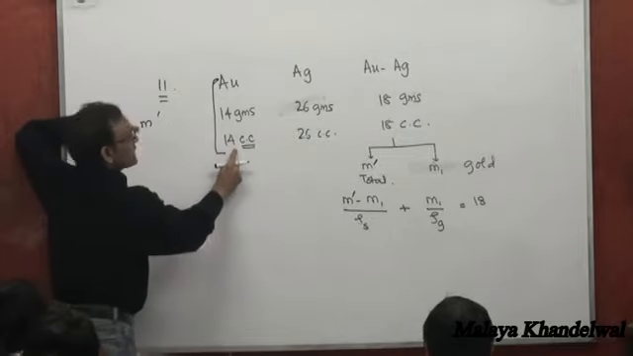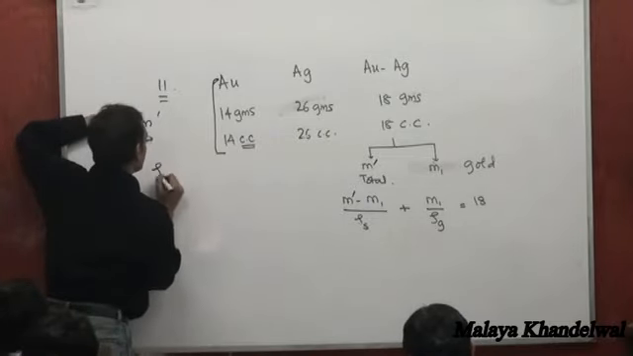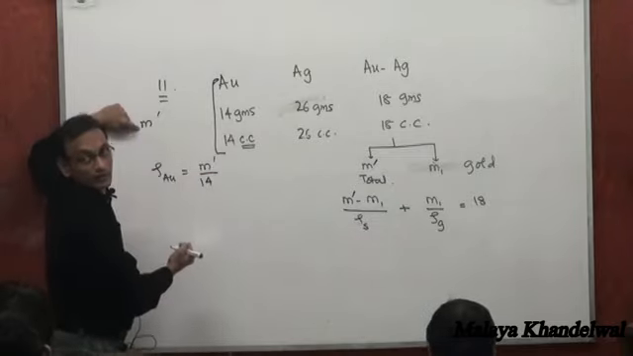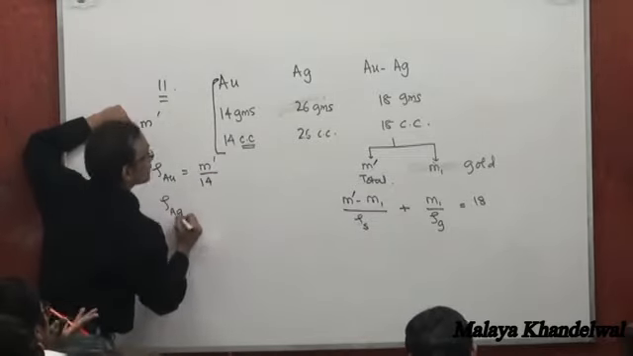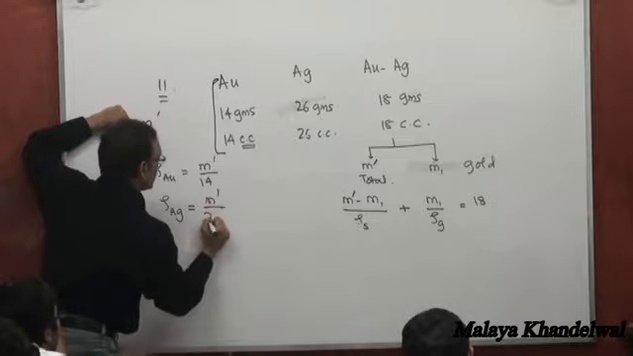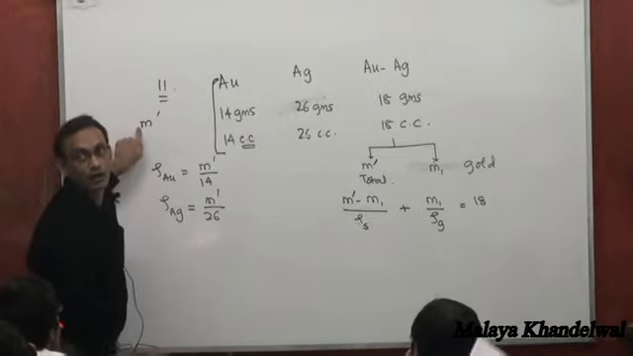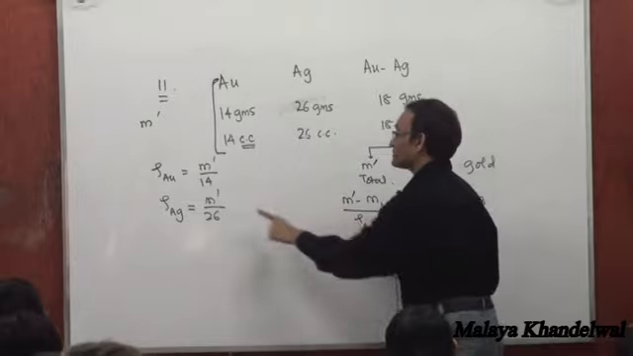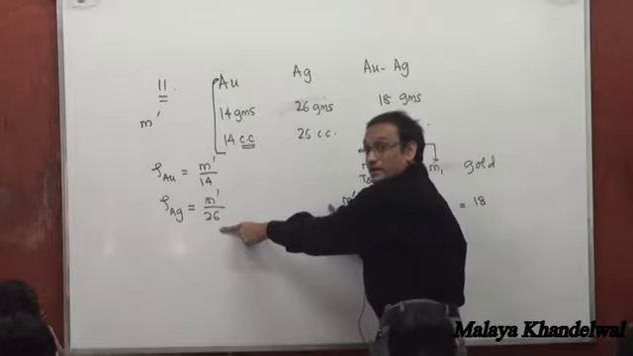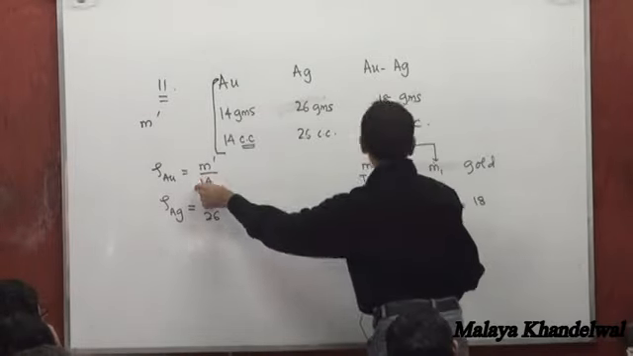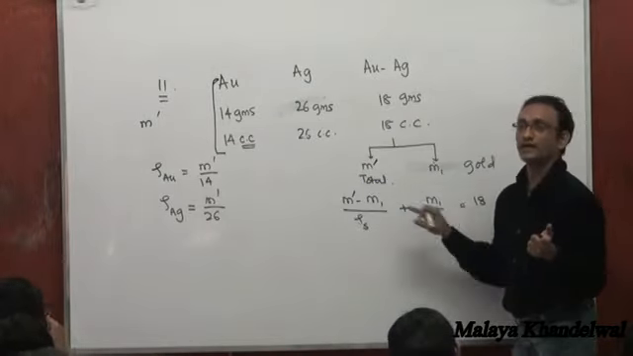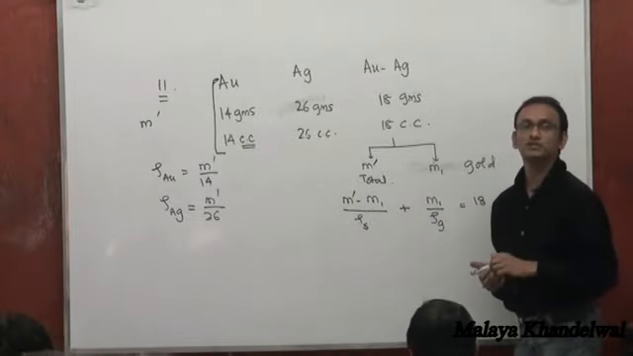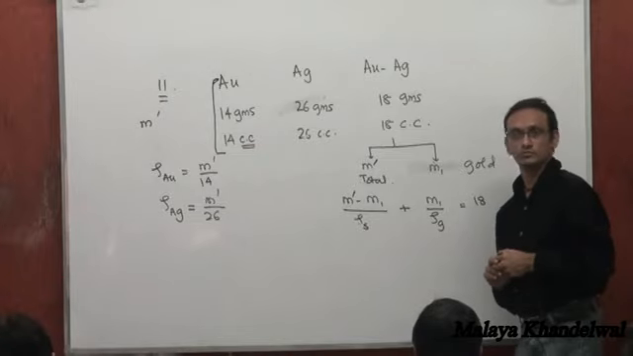So then, what's the density of gold? Density of gold is going to be M prime by 14. What's the density of silver? The density of silver is going to be M prime by 26, right? And I can find M1 by M prime. I don't need the density of gold or silver at all from this, right?